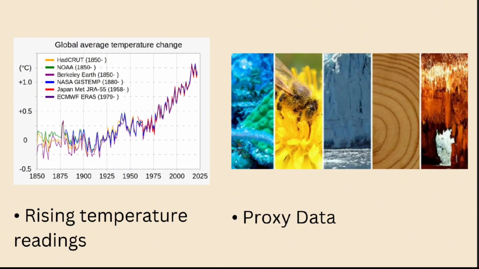Next, we have the proxy data. Scientists use what is known as proxy data to reconstruct past climate conditions. Scientists use proxy indicators like tree rings, ice cores, and sediment to reconstruct past climate conditions. These proxy data are preserved physical characteristics of the environment that can stand in for direct measurements. This indicator consistently shows that recent decades are warmer than any comparable period in the past several centuries.